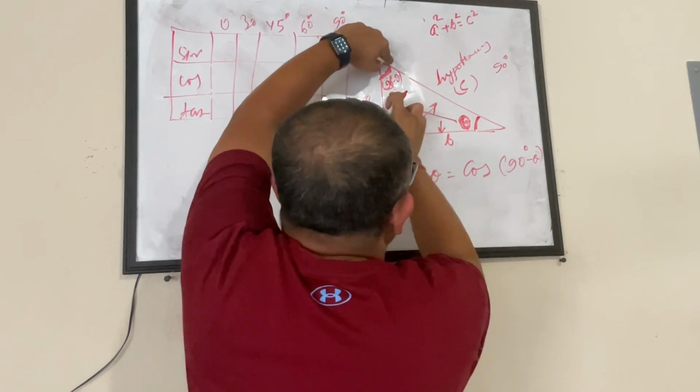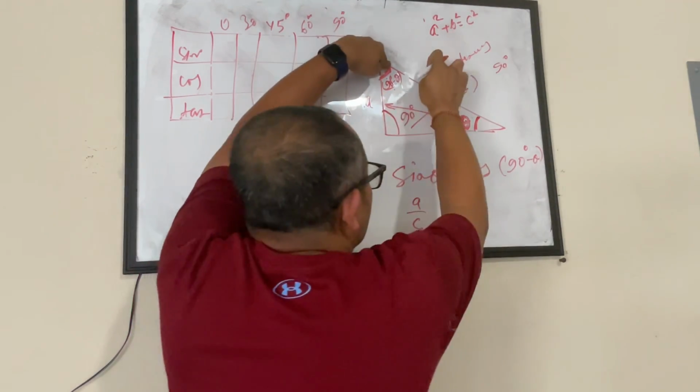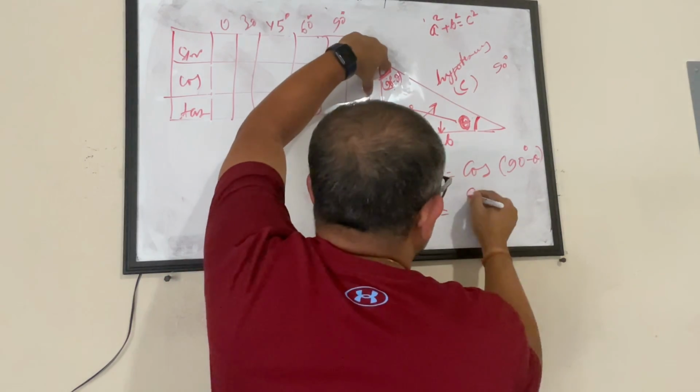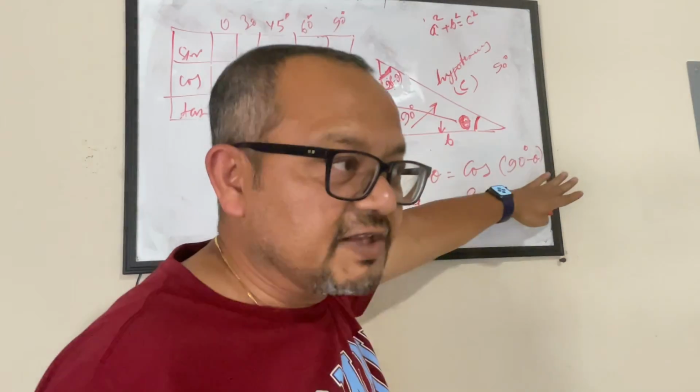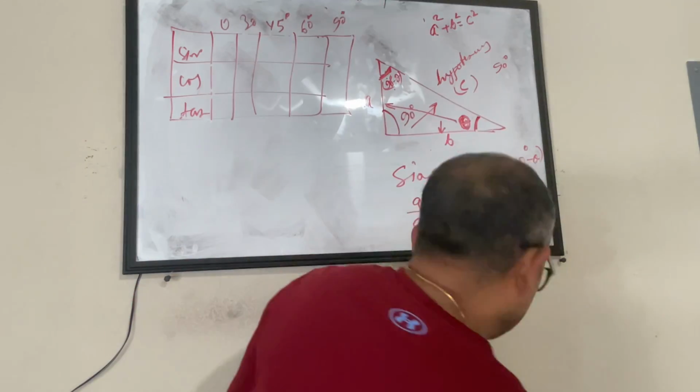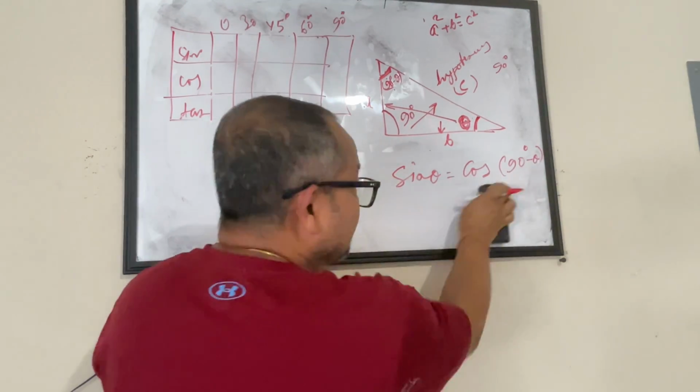This is my complementary angle. The cosine of this will be the base divided by the hypotenuse. So the base is A divided by C. So that's what I'm proving one more time. Right? So this is something that you have to know.